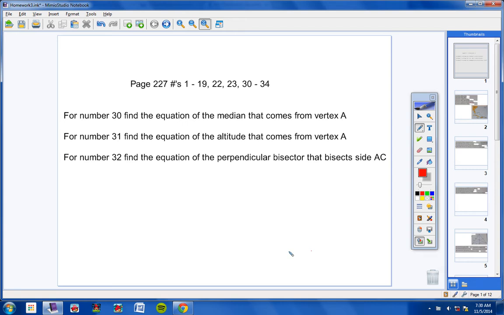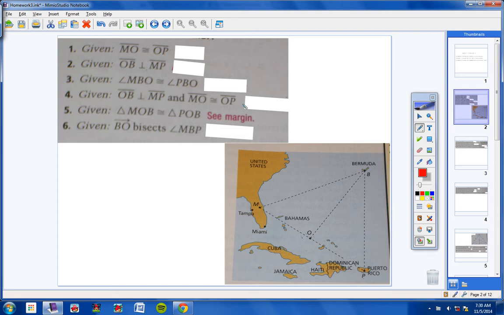Let's start off by looking at numbers 1 through 6. Here we go. We want to answer whether OB is a perpendicular bisector, an angle bisector, a median, or an altitude. Here's OB right here.